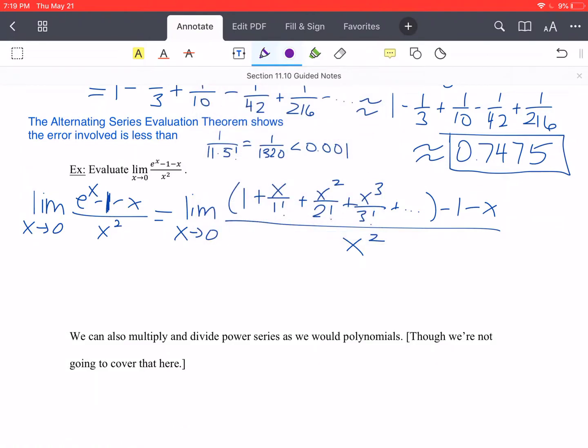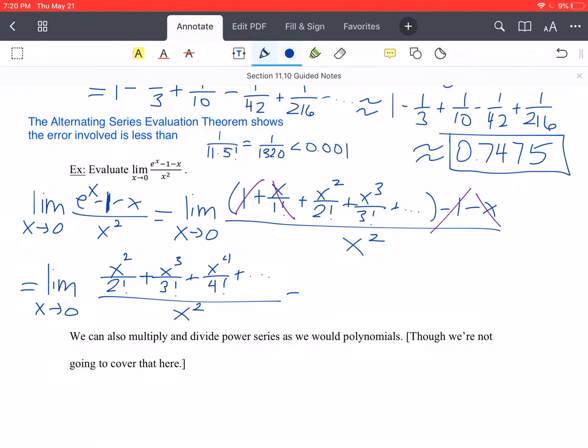We're going to get a little bit of cancellation. We have a 1 minus 1. This is just x minus x. So what we have left is the limit of x squared over 2 factorial plus x cubed over 3 factorial plus x to the 4th over 4 factorial, etc. all over x squared. You can split this up into a bunch of separate fractions, putting them all over x squared, and then cancel as many terms as you can.